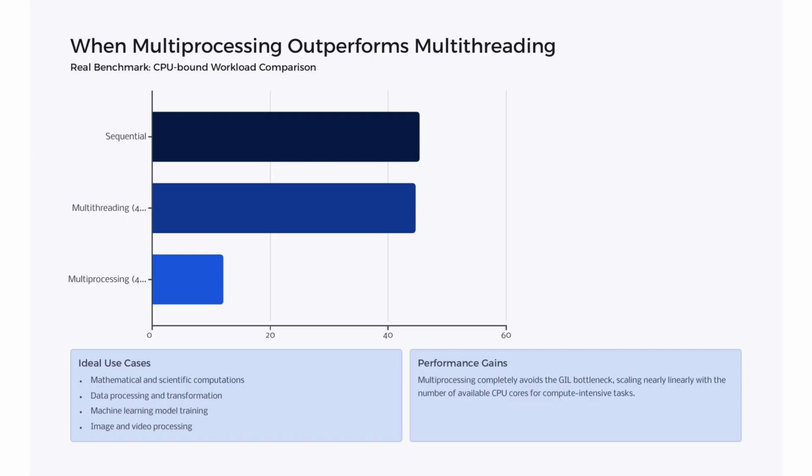Multiprocessing excels in CPU-bound tasks, such as mathematical computations, data processing, and machine learning. It bypasses the global interpreter lock bottleneck, offering near-linear scaling with available central processing unit cores. This makes it ideal for compute-intensive applications, outperforming multi-threading in scenarios like image and video processing.